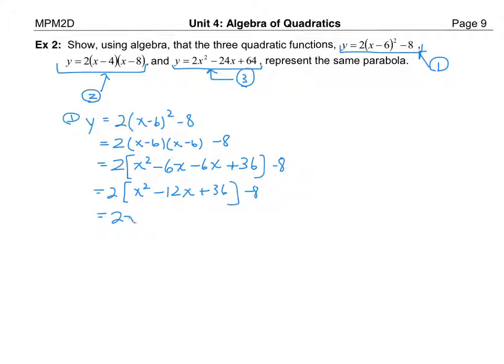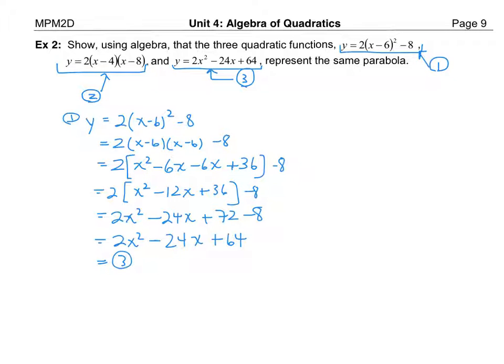The 2 multiplies now through that bracket. And when I do, I drop my brackets. So we get 2x squared minus 24x. Two groups of 36 would be 72, plus 72 minus 8. 2x squared minus 24x. And then if I put my plus 72 and then subtract 8, that would be 64. So plus 64 on that. So if I compare that now to equation number 3, yep, that's equal to equation number 3. So equation 1 does equal equation 3.